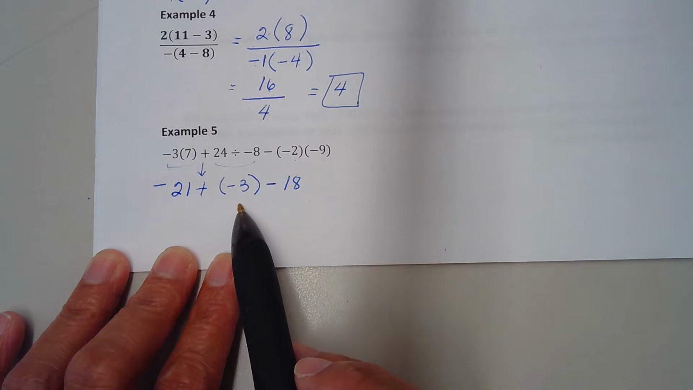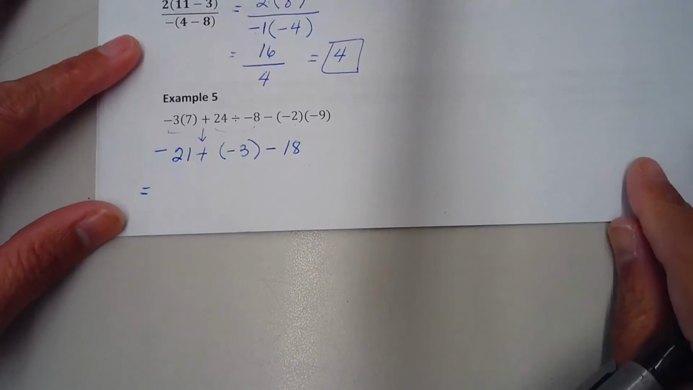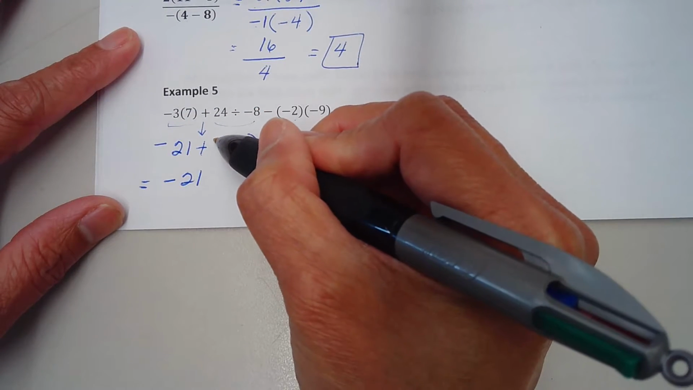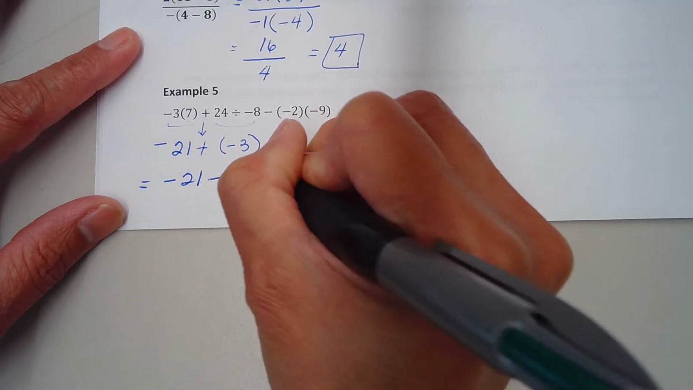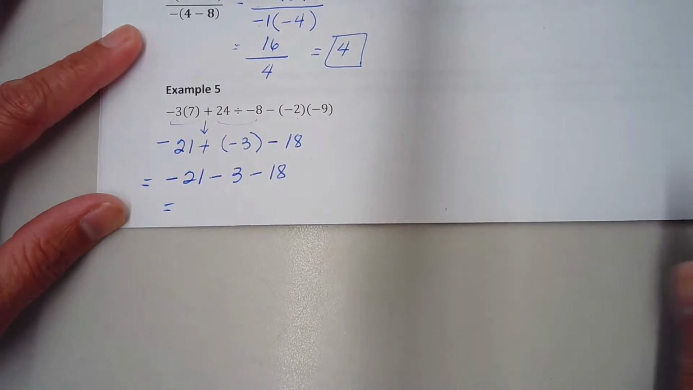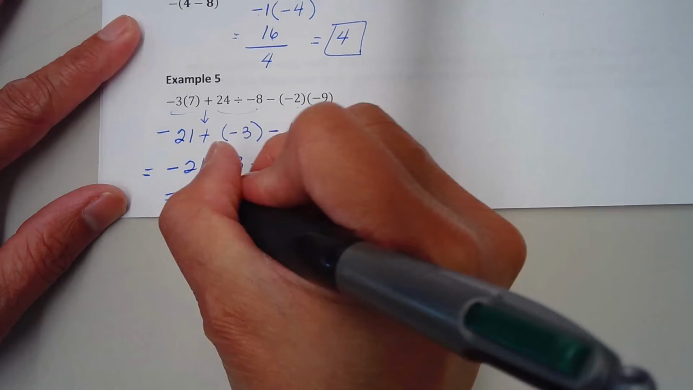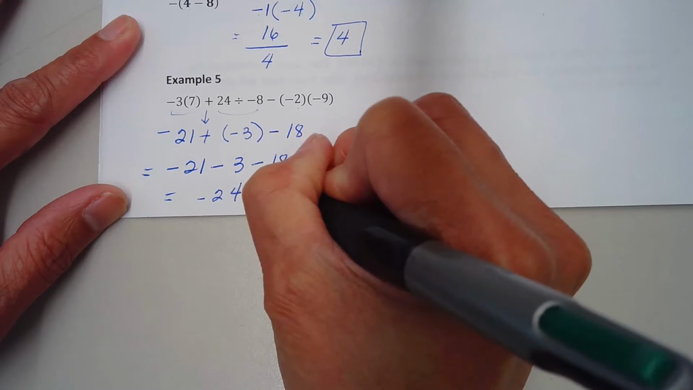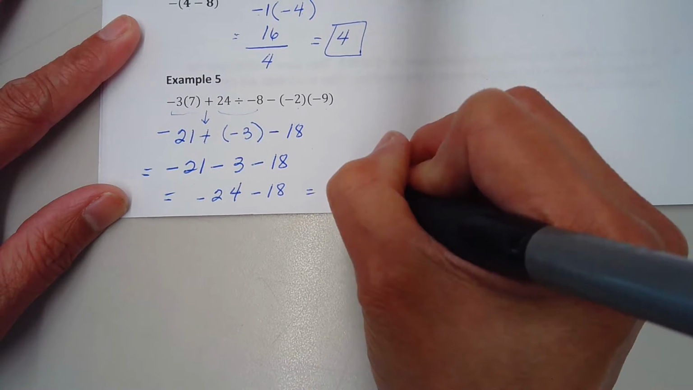So negative 21 plus negative 3 minus 18. Now you can simplify this as negative 21, and then this is going to be 1 times negative 3, which is negative 3, minus 18. So negative 21 minus 3 is negative 24, minus 18. It's going to give us negative 42.